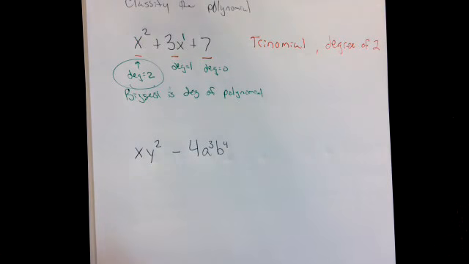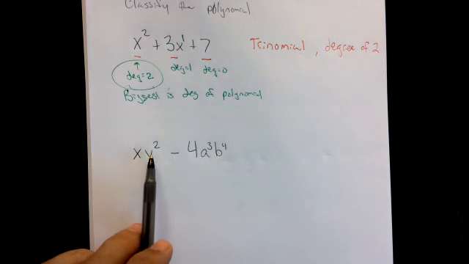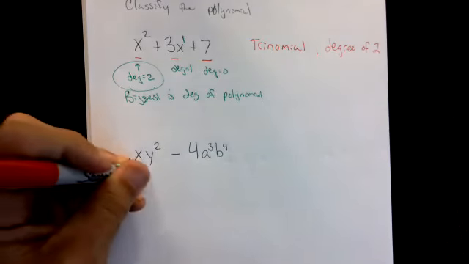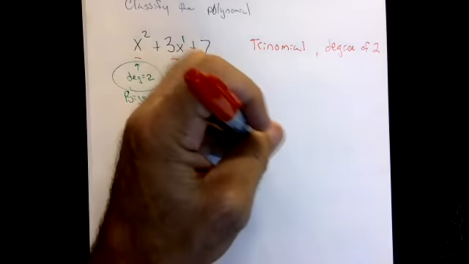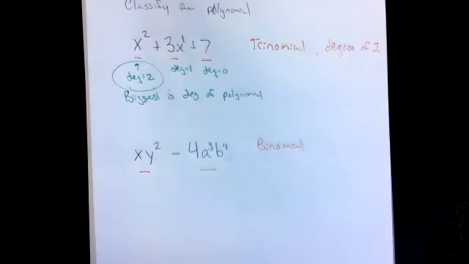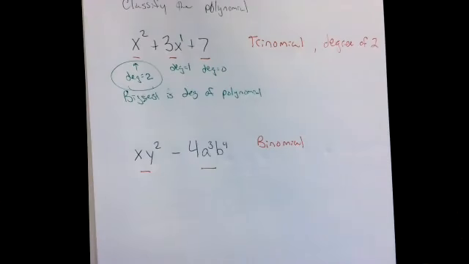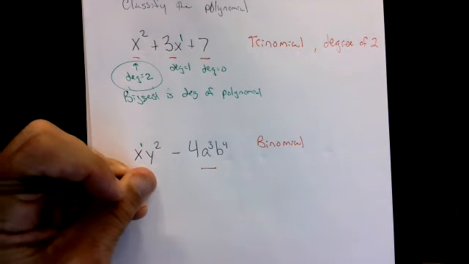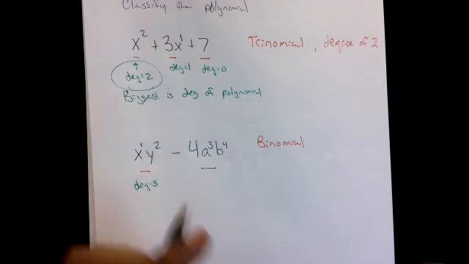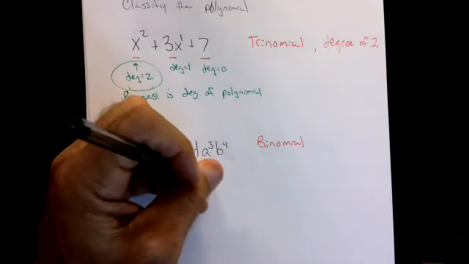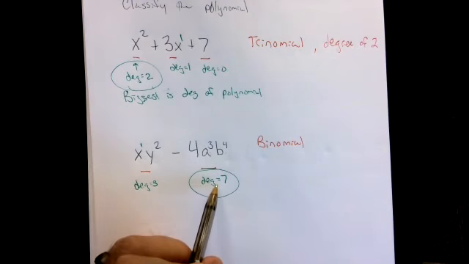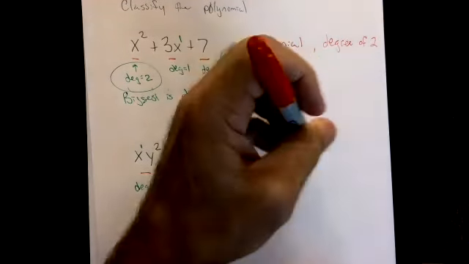Okay, they told us to classify this one. So we've got x, y to the second, minus 4, a to the third, b to the fourth. If we have two terms, that is a binomial. We add the powers of the exponents. This first term has a degree of 3. This one has a degree of 7. So the biggest one is the degree. So this would be a polynomial with a degree of 7.